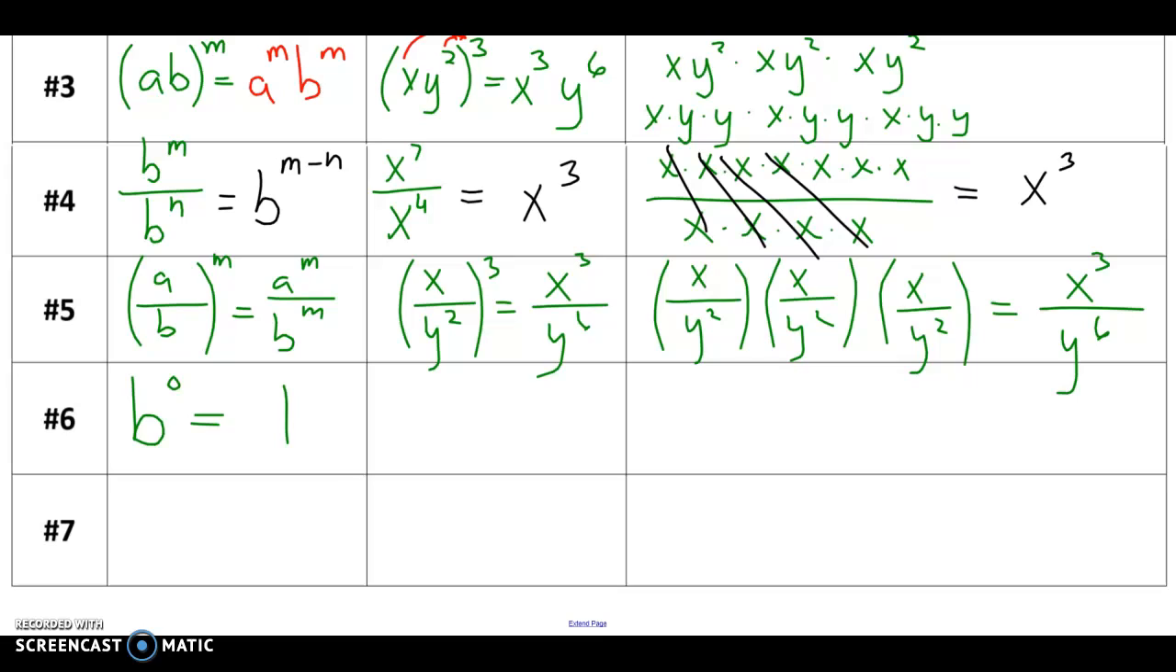But just kind of know, you're not going to be quizzed over that or anything. Some people say it's 1, some people say it's undefined. It's kind of a weird scenario. But for the most part, anything to the 0th power is 1. So, what is 10,000 to the 0th power? 1.